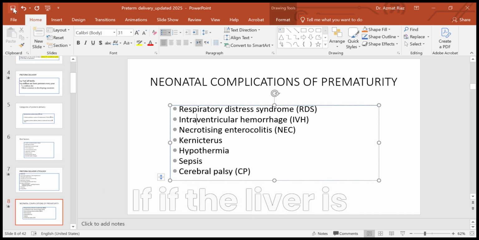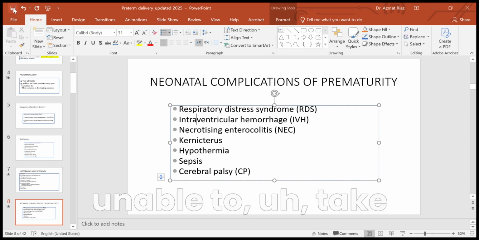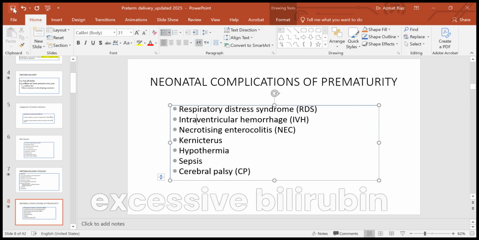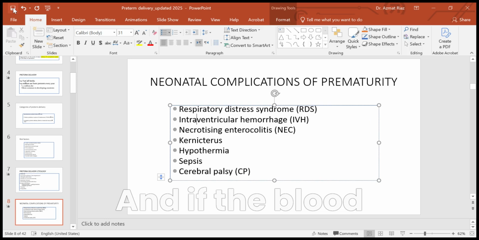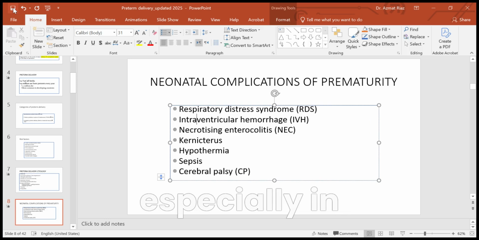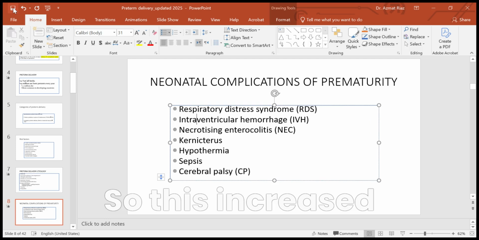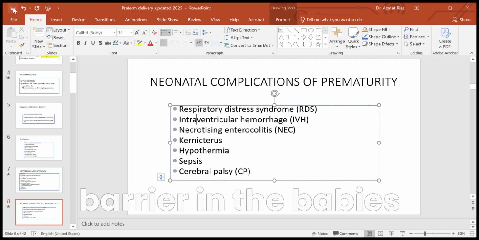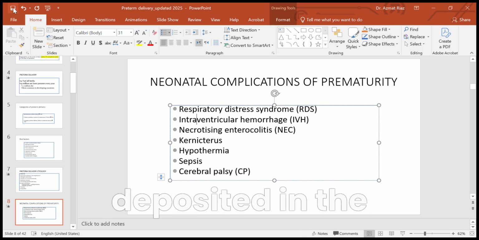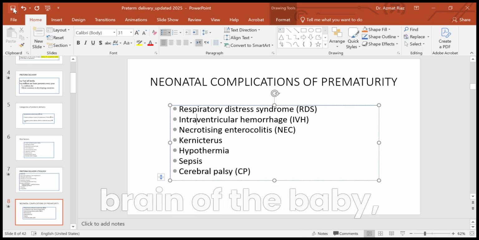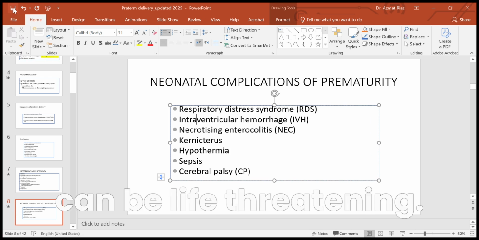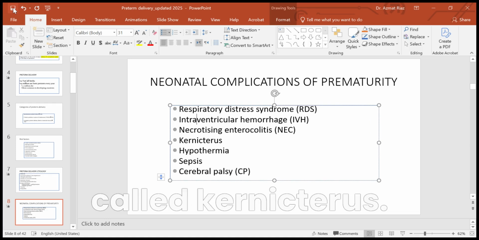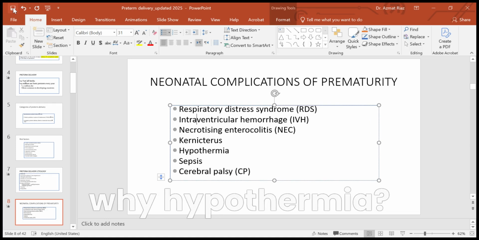If the liver is unable to take care of this excessive bilirubin in a baby, then what happens? There will of course be bilirubinemia, and if the blood-brain barrier is immature, especially in premature babies, this increased bilirubin can cross the blood-brain barrier and be deposited in the brain of the baby, which can lead to fits, and it can be life-threatening. That condition is called kernicterus. Okay. Then hypothermia.